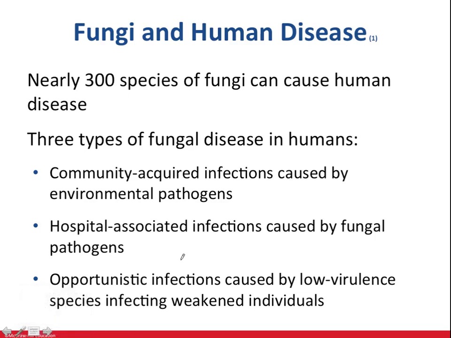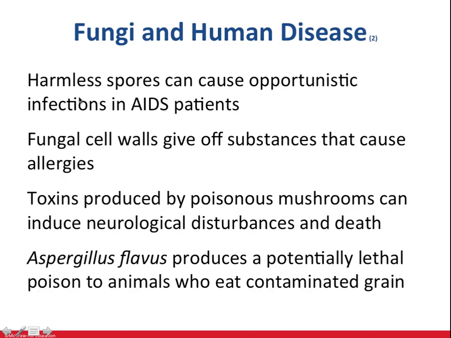The third is opportunistic infections. For this one, the fungus is actually part of the normal microbiota in humans, so normally they don't cause disease. However, if the human immunity decreases and is very low, these fungi can cause disease. That is called opportunistic infection. Even the spores of the fungus can cause opportunistic infections.